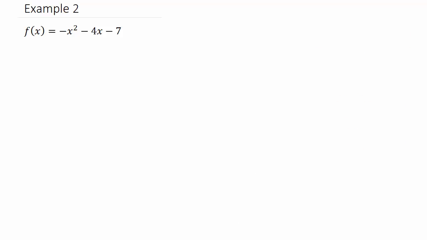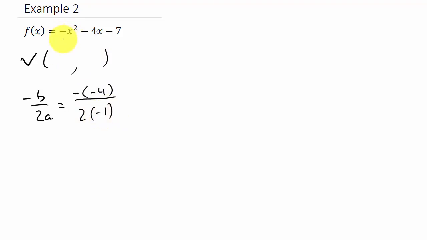So here I have f of x equals negative x squared minus 4x minus 7. Alright, so first thing I need to do is, let me change the colors back. Let's go ahead and find our vertex. Alright, so remember to find the x coordinate, we've got minus b over 2a, so that's negative 4. See, b is negative 4 over 2 times, and then a is negative 1. And so this is going to be a positive 4 over a negative 2, which will give us negative 2. So that's our x coordinate. Okay, so our x coordinate's negative 2.